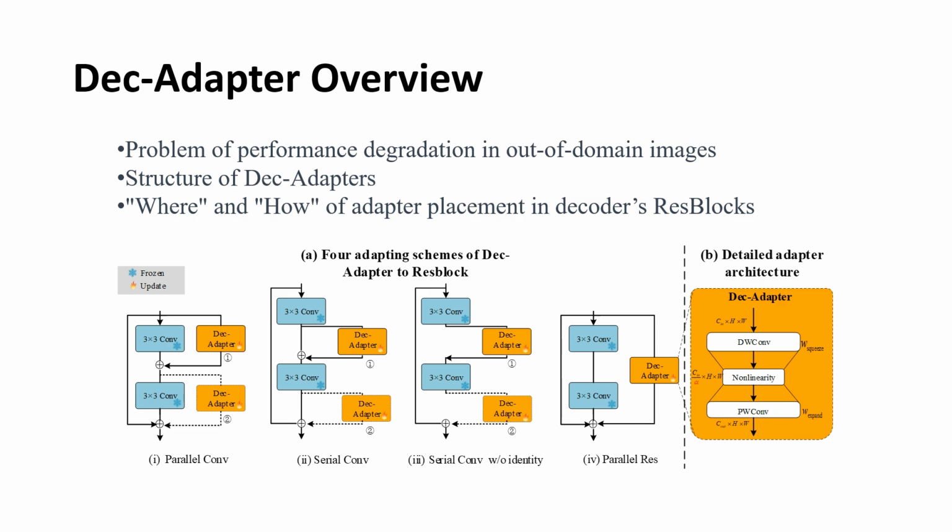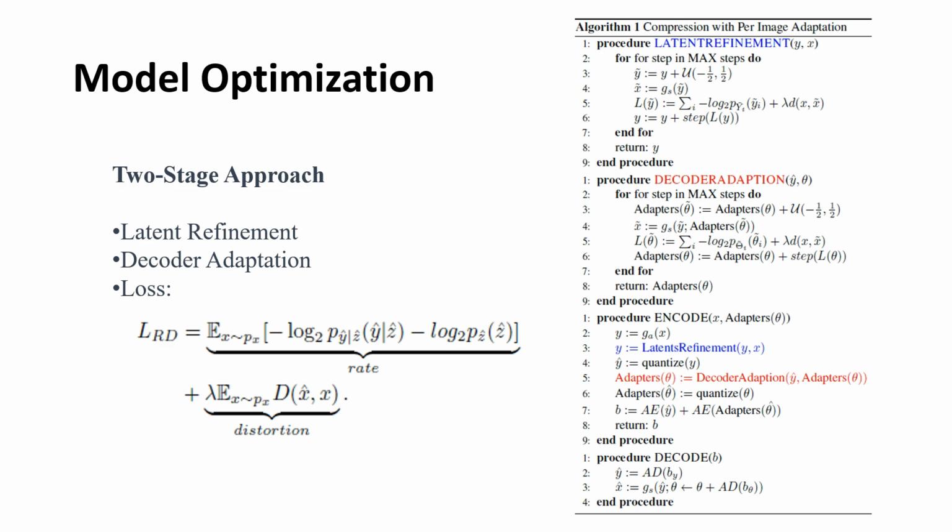Our model optimization has 2 stages: latent refinement and decoder adaptation. In latent refinement, we fine-tune the image's latent representation for optimal compression. We use an optimization strategy focused on minimizing rate distortion, executed via a local decoder on the sender's side. This way, we can tailor the model to the image without extra bit cost.